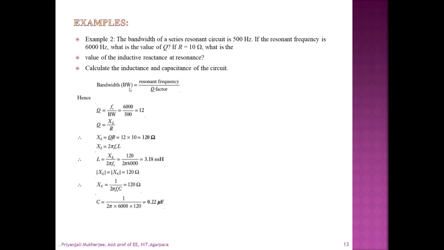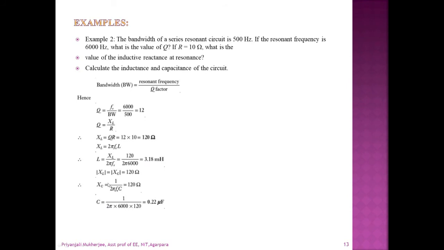Now we know the bandwidth of an RLC series circuit is given as resonating frequency by Q factor, or the Q factor is the ratio of resonating frequency by bandwidth. The bandwidth is given as 500 and the resonating frequency is 6000. So the ratio of these two becomes 12. So the Q factor of the circuit is 12. And the inductive reactance XL is equal to 2 pi FL and equal to Q into R. Equating these two, we can find the value of L, that is 3.18 millihenry.